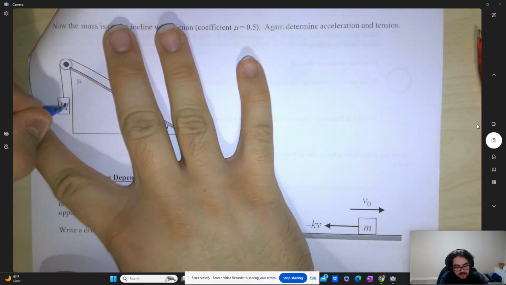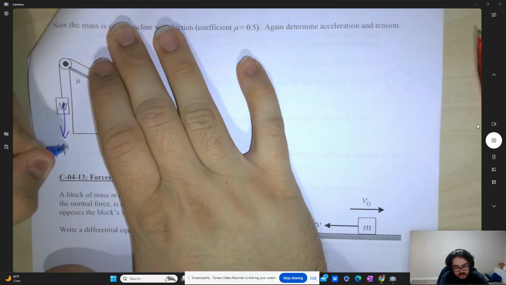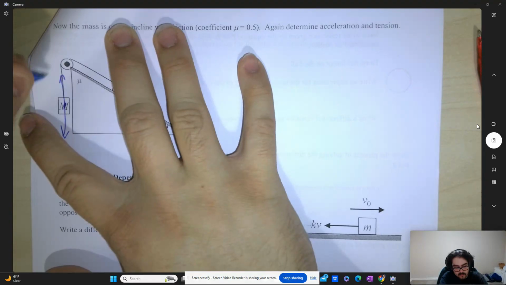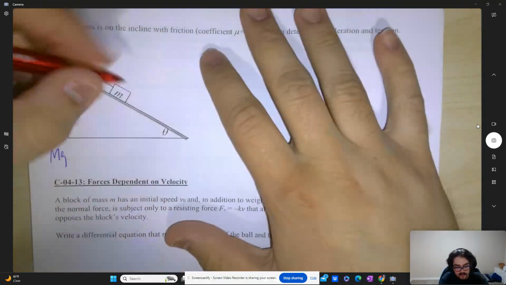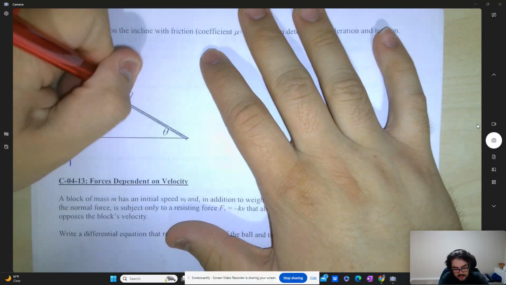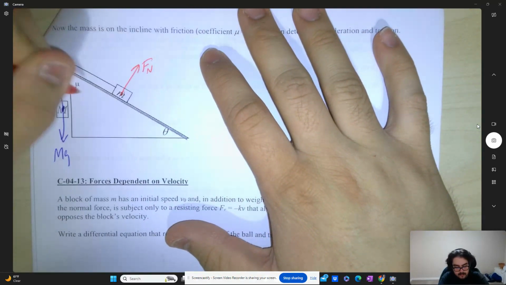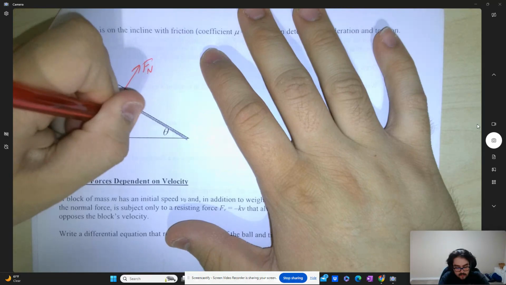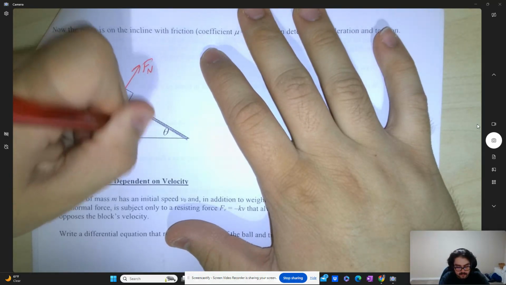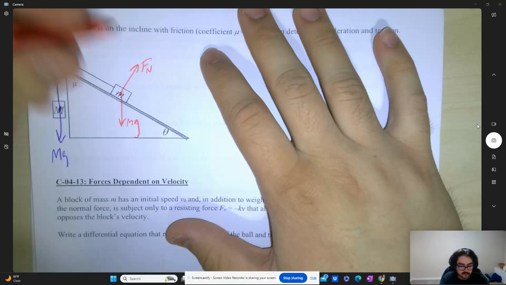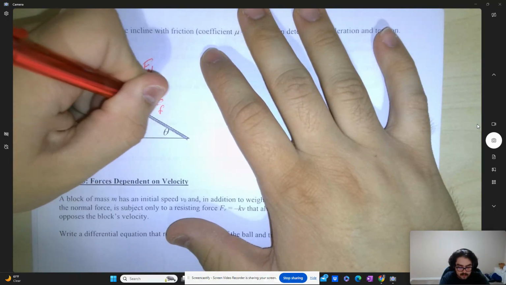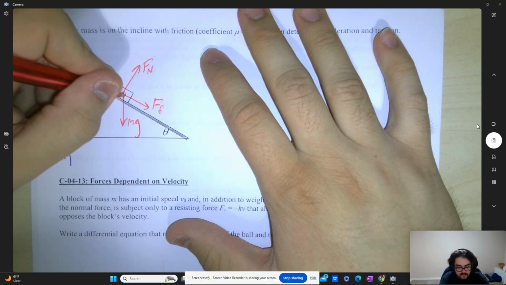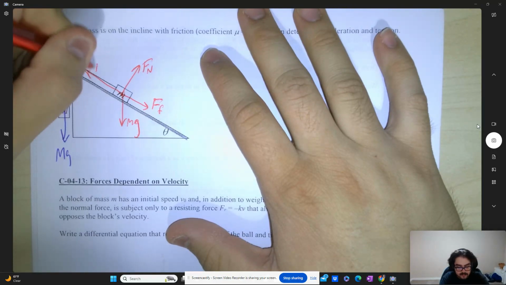So capital M has capital mg going down. It has tension force going up. The little m has normal force coming out of the plane. It has mg going straight down. It has friction force going down the plane, and then it has tension force being pulled up this way.